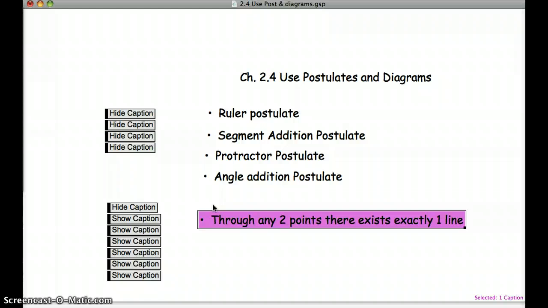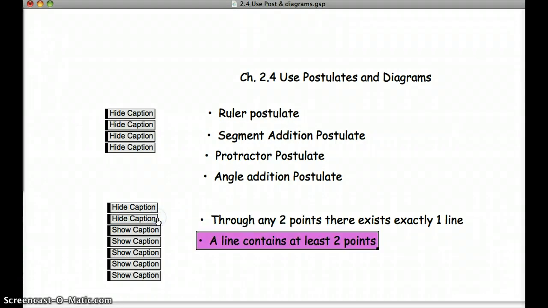Very simple. Point A, point B, you got a line through there. Point A, point C, you got a line through there. Okay? No way around that. Now, again, postulate 6 says a line contains at least 2 points. Okay? A line contains at least 2 points.